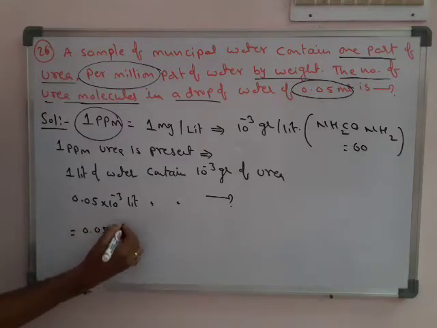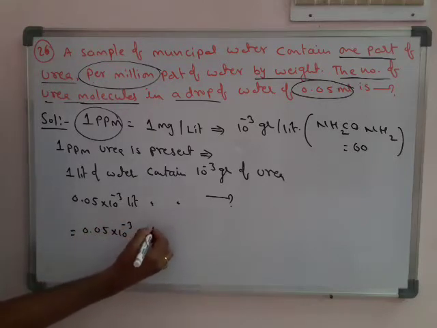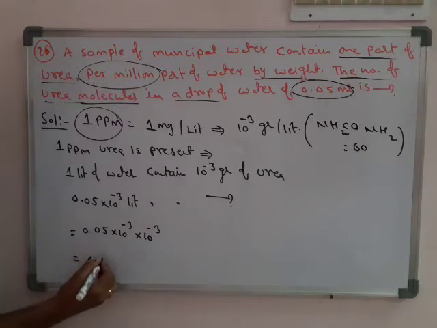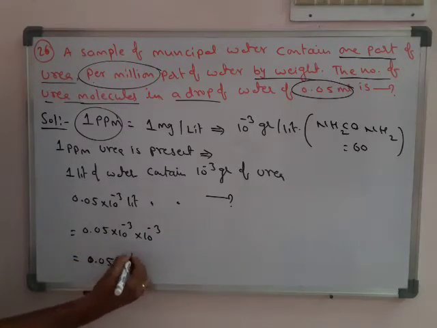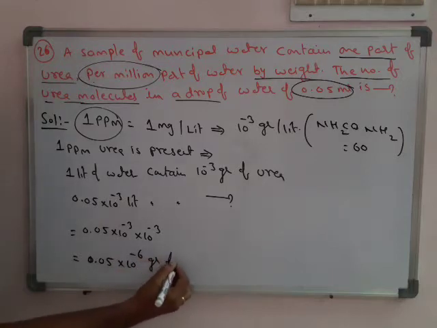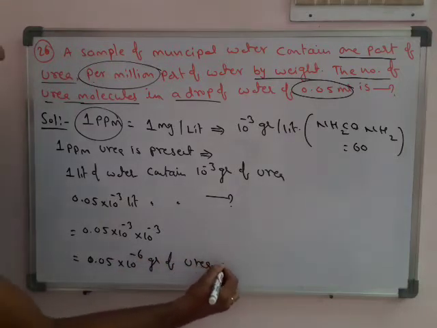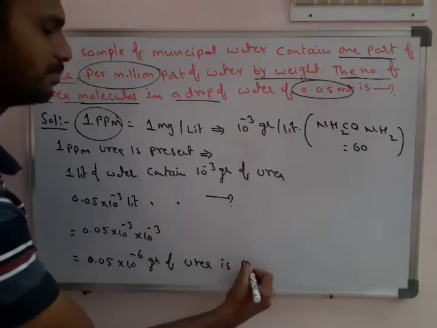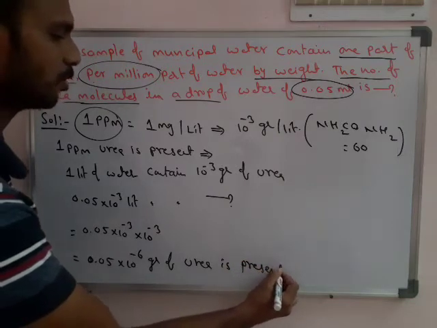0.05 into 10⁻³, so that is equal to 0.05 into 10⁻⁶ grams of urea is present. So this is the problem.